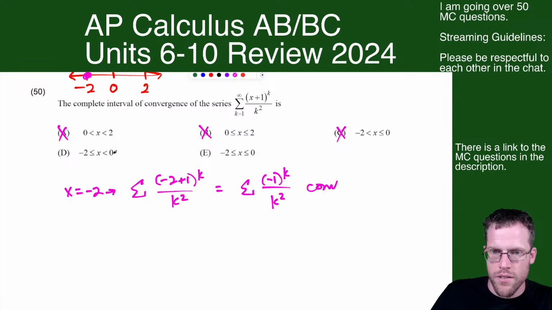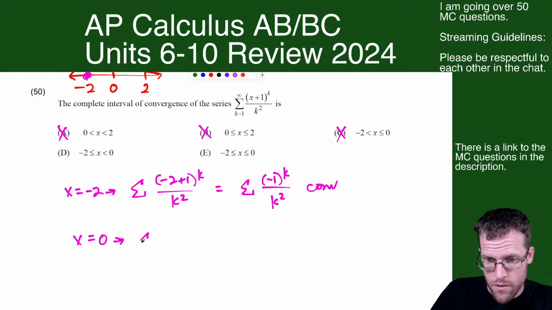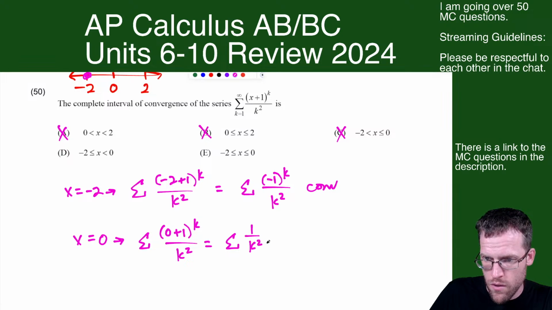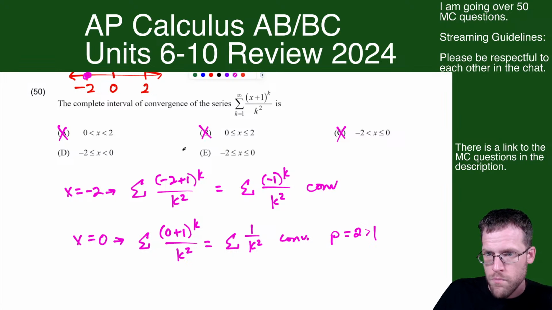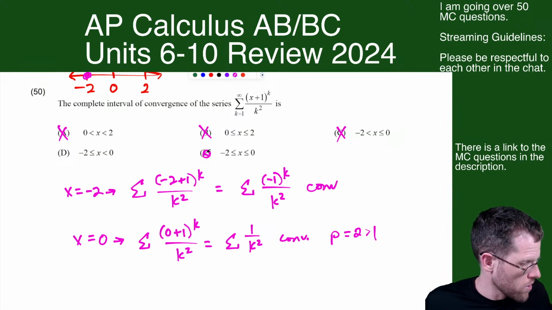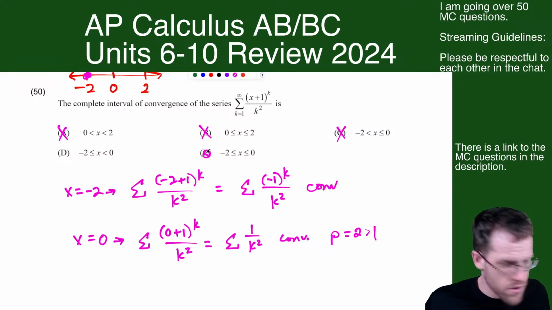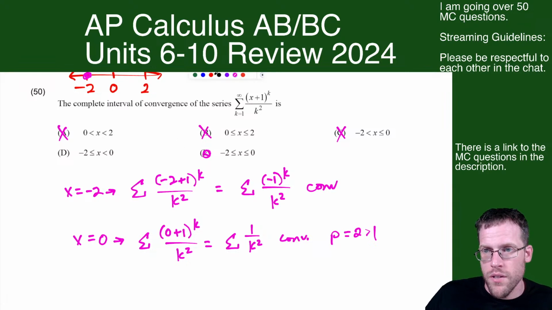Now, the last thing to check is, does 0 work? If I plug in 0, does the series converge? So let's see. If I plug in 0, I get (0 plus 1) to the k over k squared. 1 to the k is just 1, so it's 1 over k squared. So this converges. P series, p equals 2 greater than 1. Okay, so both endpoints are in fact included. So choice E is it. All right, this one is it.